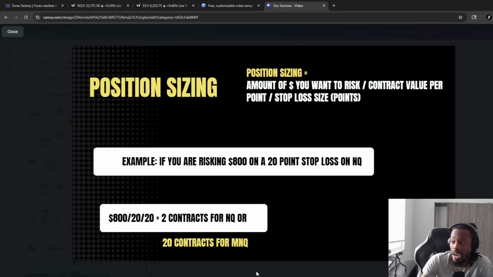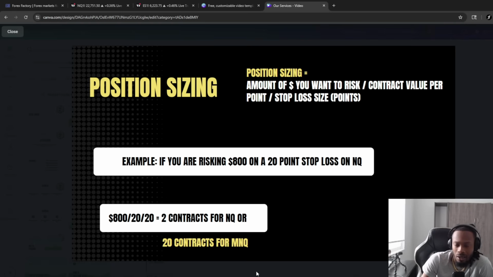Okay, then you divide that by the contract value per point. Now, what does that mean? It means whatever instrument that you're trading, how much is it valued per point? Okay, so NQ is valued $20 per point. That's important. And then after you divide those two numbers, you divide it again with the stop loss size in points. So, for example, say if you want to risk $800 on a 20-point stop loss on NQ, okay?